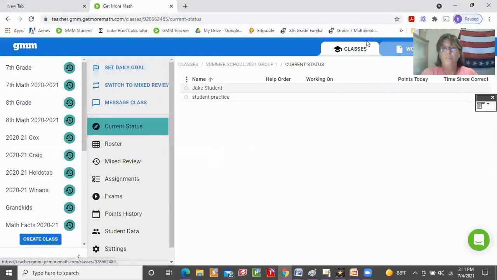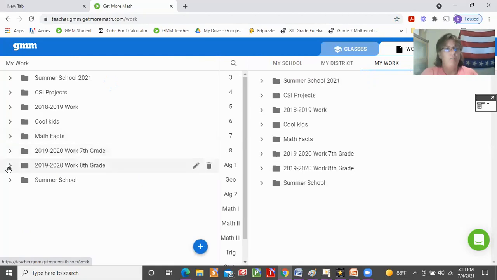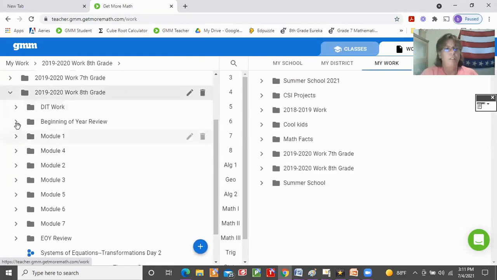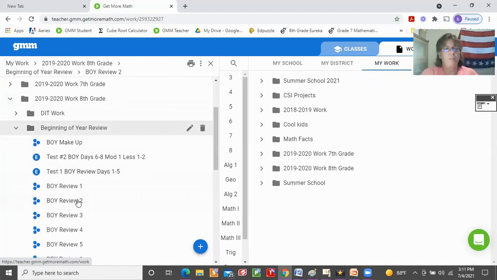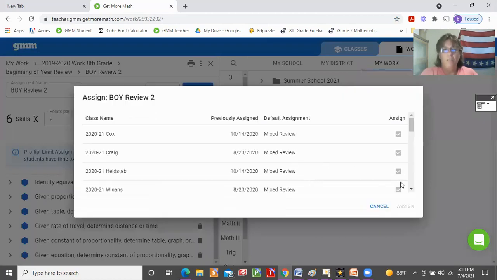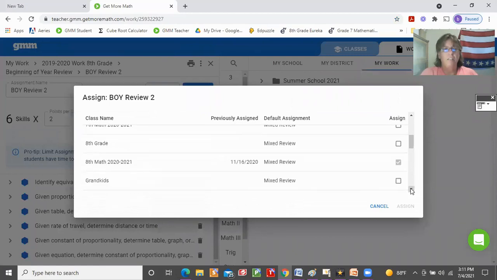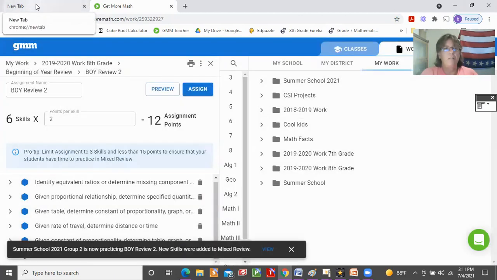So I'll log on to Get More Math here, and I'll go to the work. And under my 8th grade folder, there is a beginning of the year. And it's beginning of the year review day 2. And this one, it's all identifying equivalent ratios and things like that. So let me get this assigned to my summer school group number 2. And that's now been assigned.